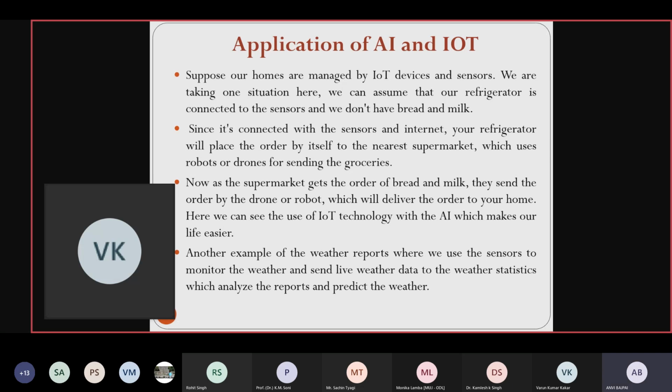For an example, just to motivate you, suppose our homes are managed by IoT devices and sensors, and our refrigerator is connected to a sensor and we do not have bread and milk. Suppose our refrigerator is quite smart, has sensors, and can connect with the internet. So it keeps monitoring the inventory inside it, like bread and milk. Since it is connected to the internet, your refrigerator will look after it, you don't have to bother. It will place the order by itself to the nearest supermarket, which may use robots or drones for sending the groceries to your doorstep.